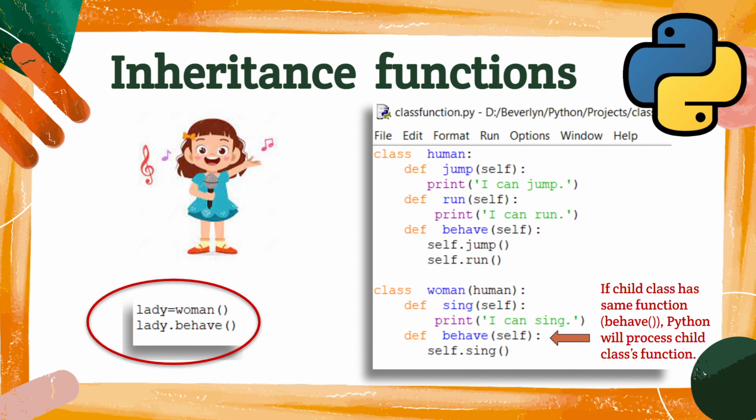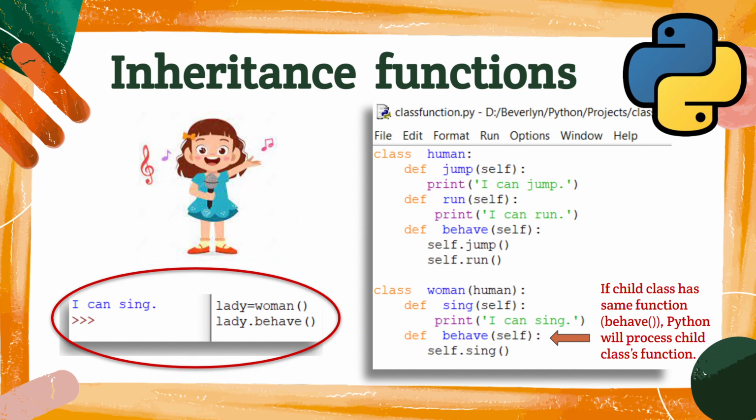Here, I manipulated another class function. Let's take a look at the red circle. This is the fun part of inheritance. This time, lady calls behave function. Are you curious which behave function will be called? Since parent class human and child class woman both have behave function, do you want to guess if it will print out I can sing from child class or I can jump, I can run from parent class?